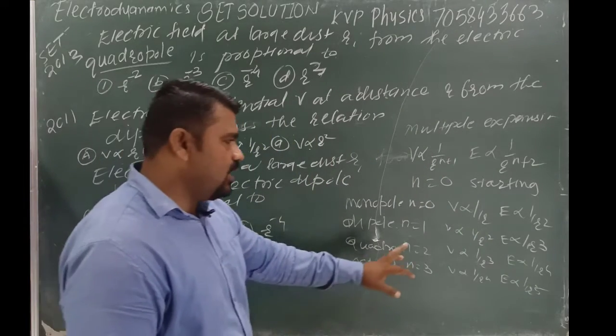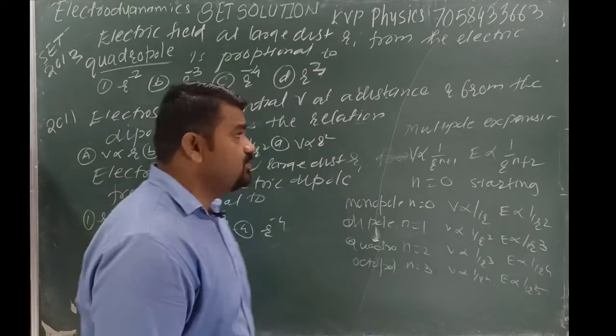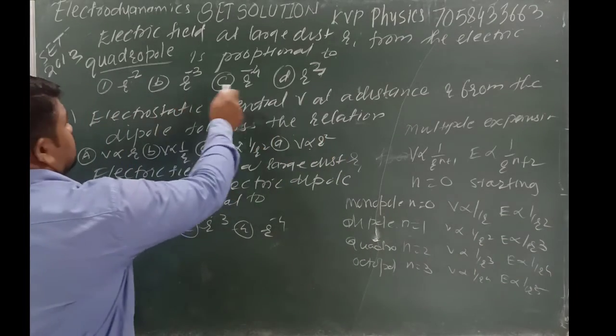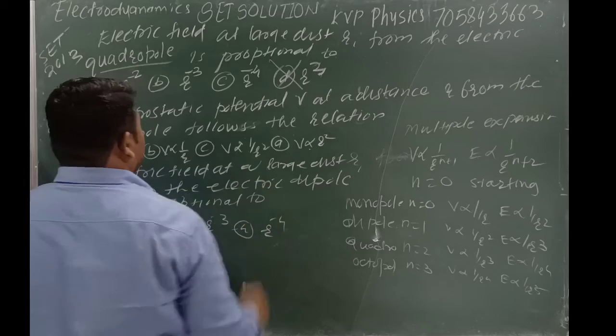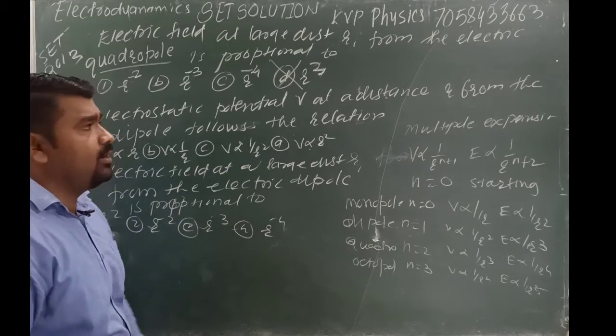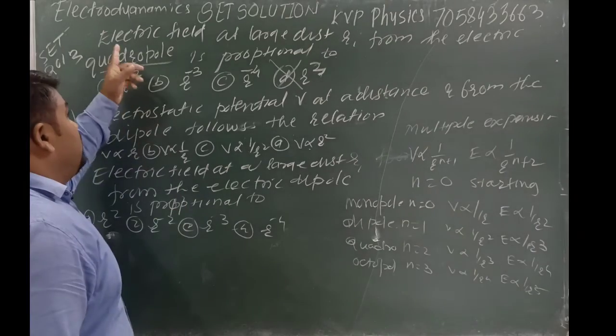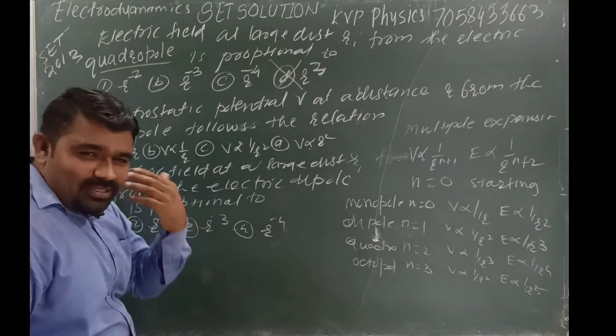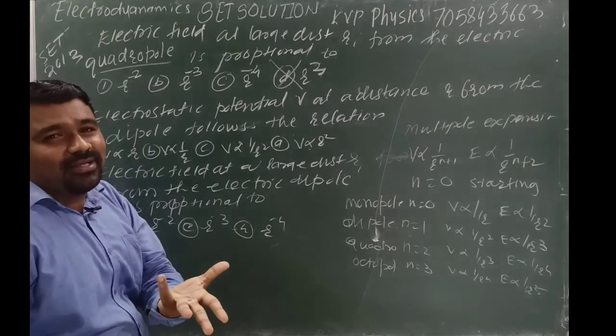Means in this case, no any one power is positive. Means in this case, r to the power 3 is not the correct option. Why is this option not correct? Because no positive power will be there. Here they ask electric field. Always memorize which quantity they ask, electric field or potential.